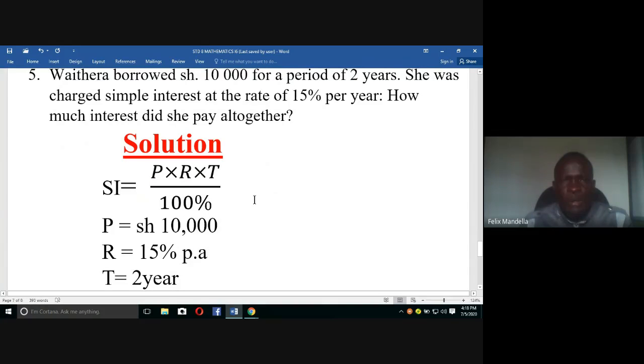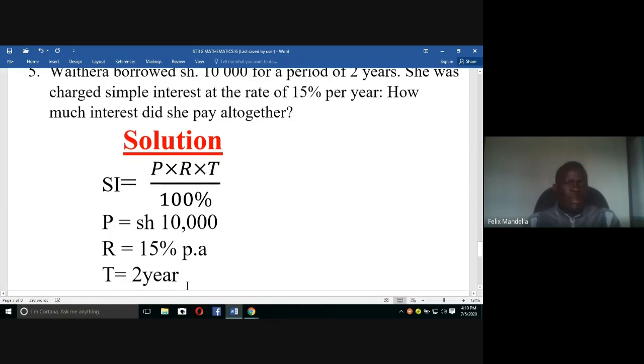We are here in number 5, which seems to be our last example. Waithera borrowed 10,000 shillings for a period of 2 years. She was charged simple interest at the rate of 15% per year. Now this one is only asking how much interest did she pay altogether? Simple. Principal times rate times time over 100. Principal is 10,000 shillings. Rate 15% per annum. Time 2 years. Since this is per year, this is years, we don't have a problem with that.